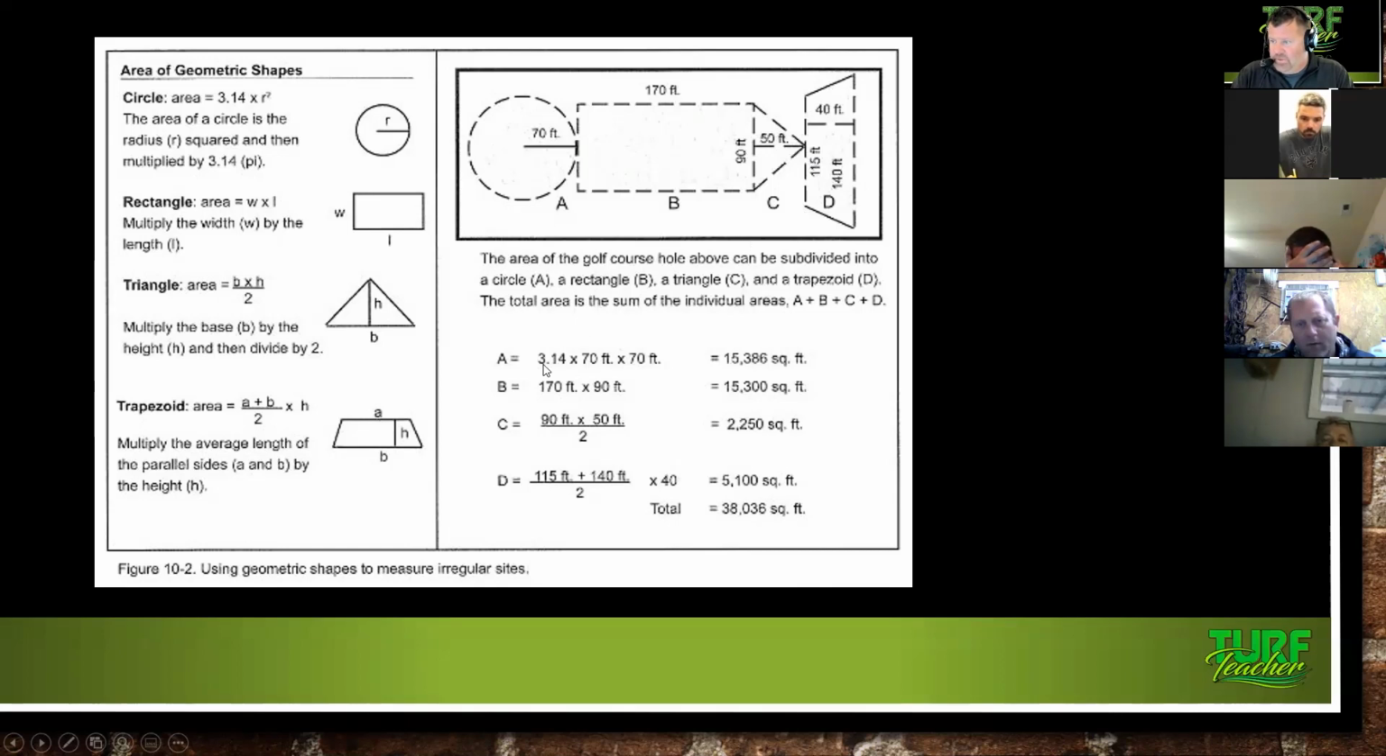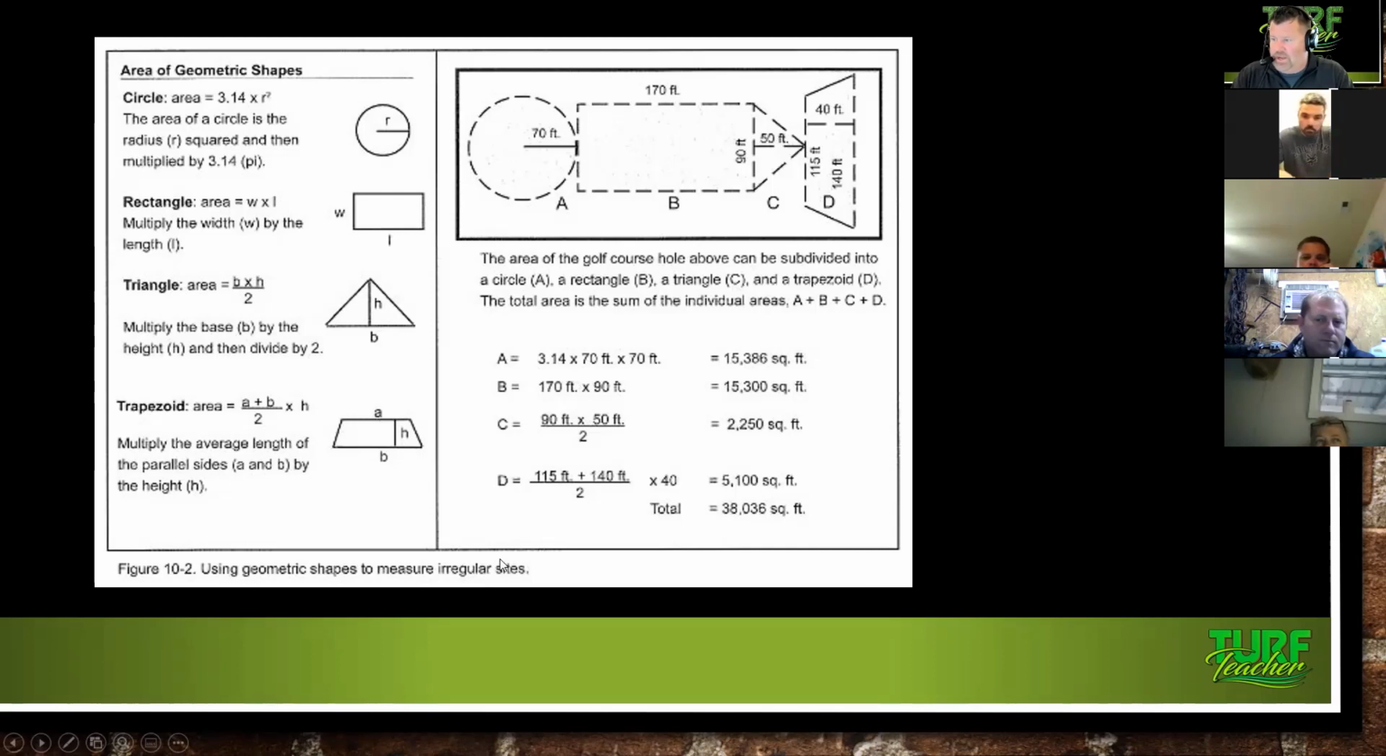So A, 3.14, that's our constant, times 70 times 70, because our radius is 70 feet right here. And so we got 15,386 square feet in that. Then B is 170 feet times the 90. So we got 15,300 square feet. And then we got our triangle. We got 50 feet here of our height. So 90 times the 50 divided by 2. And it gives us 2,250 square feet.